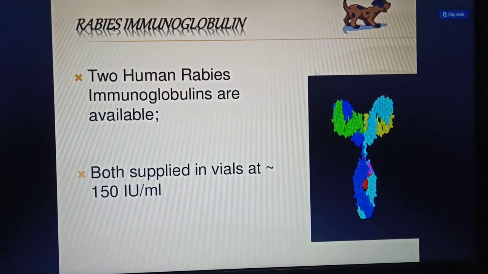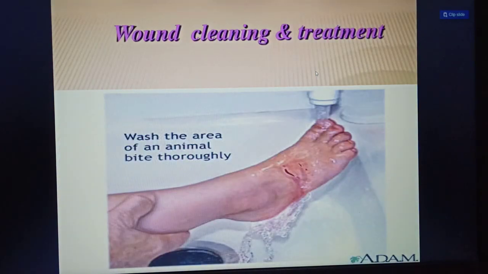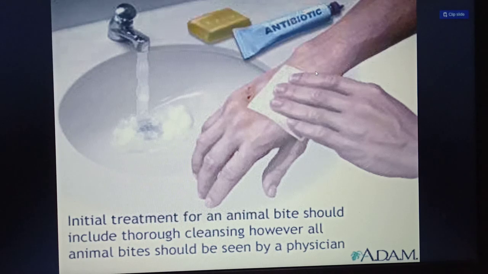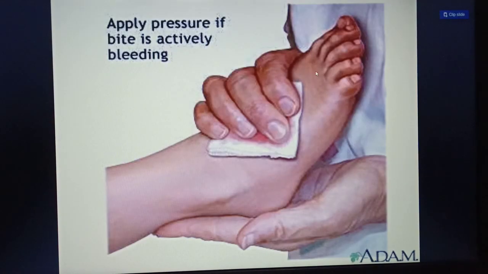Okay, and human rabies immunoglobulins are also available, you have to provide that, and it will be provided in vials, 150 units per ml. Okay, and wound cleansing and treatment we have to do thoroughly. Initial treatment for an animal bite should include thorough cleansing. Okay, as a physician, apply pressure if the bite is actively bleeding.